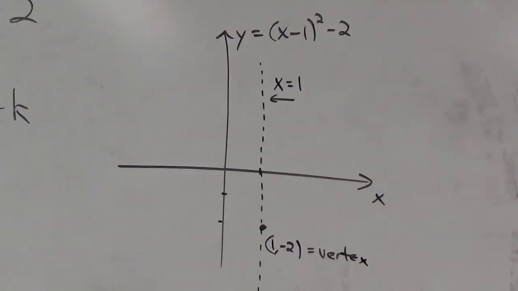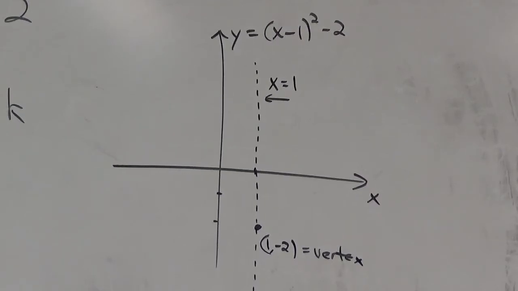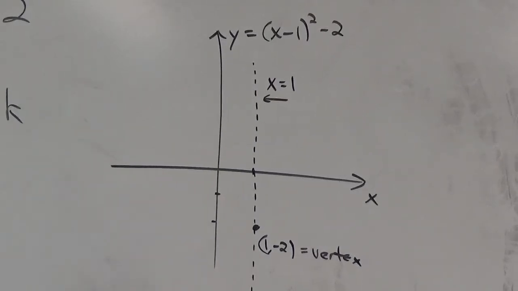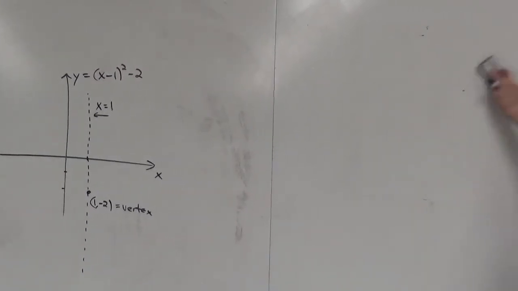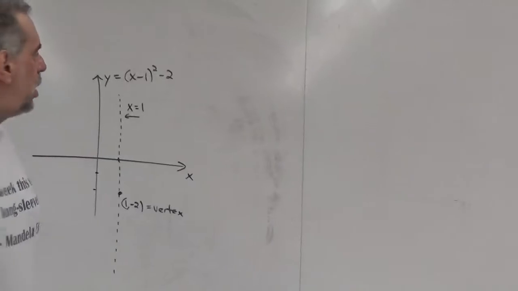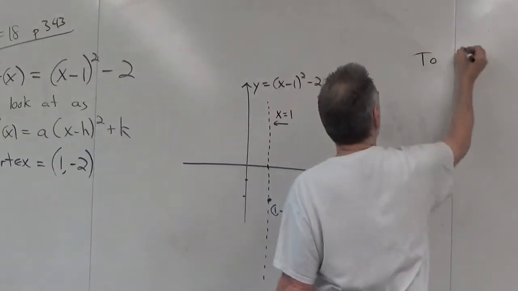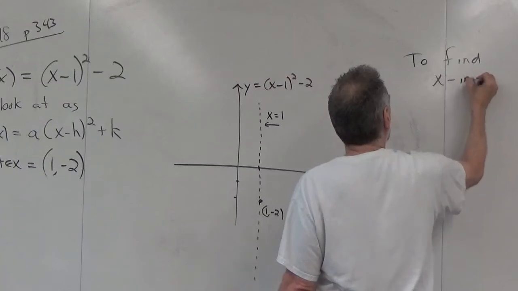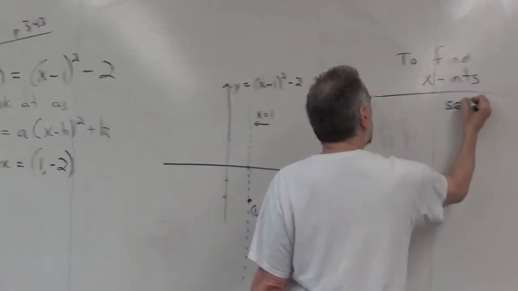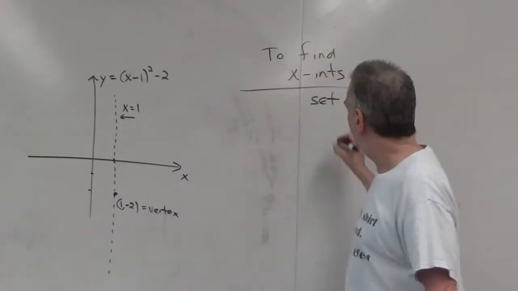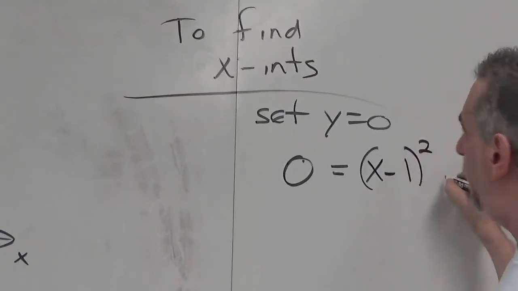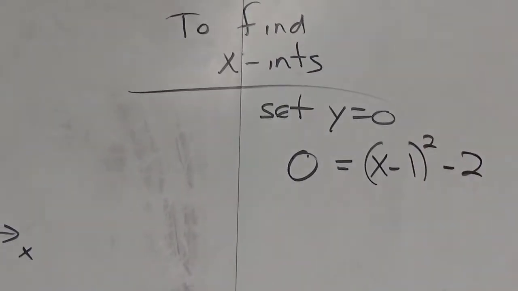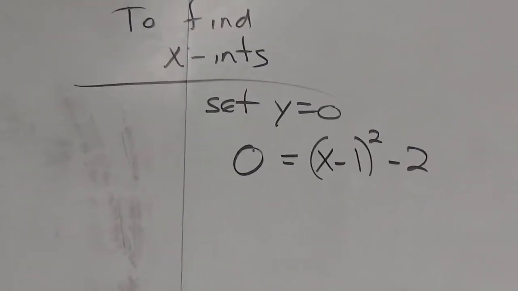And so what we want to know now is where does it cross the y-axis and where does it cross the x-axis. So back to chapter 1 to find the x-intercepts. We're going to do the same thing we did in chapter 1. We're going to set the function equal to 0 because that's where the x-intercepts are. So to find x-intercepts, we set y equal to 0. So we get 0 equals x minus 1 squared minus 2. We're going to solve that for x. We're going to add 2 to both sides.